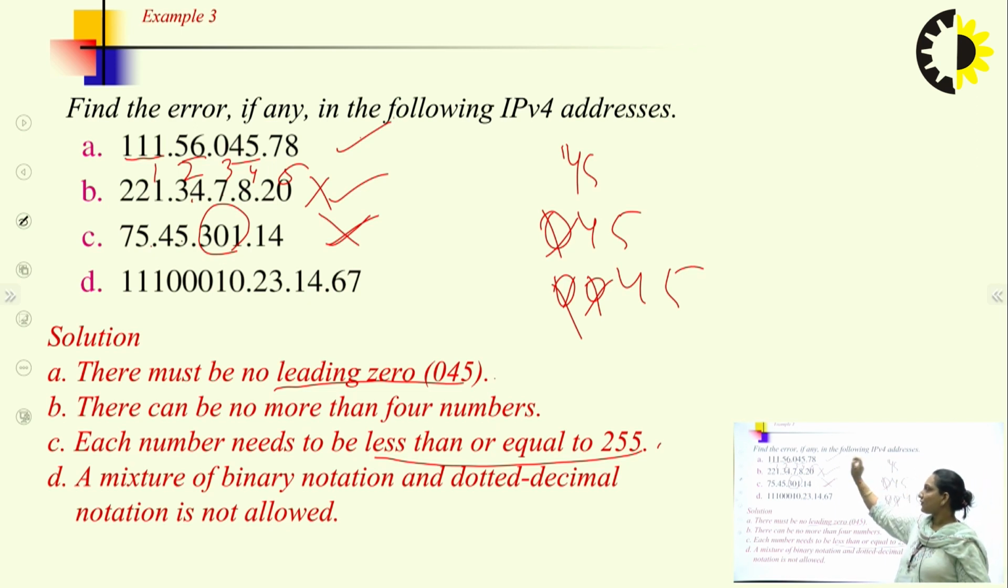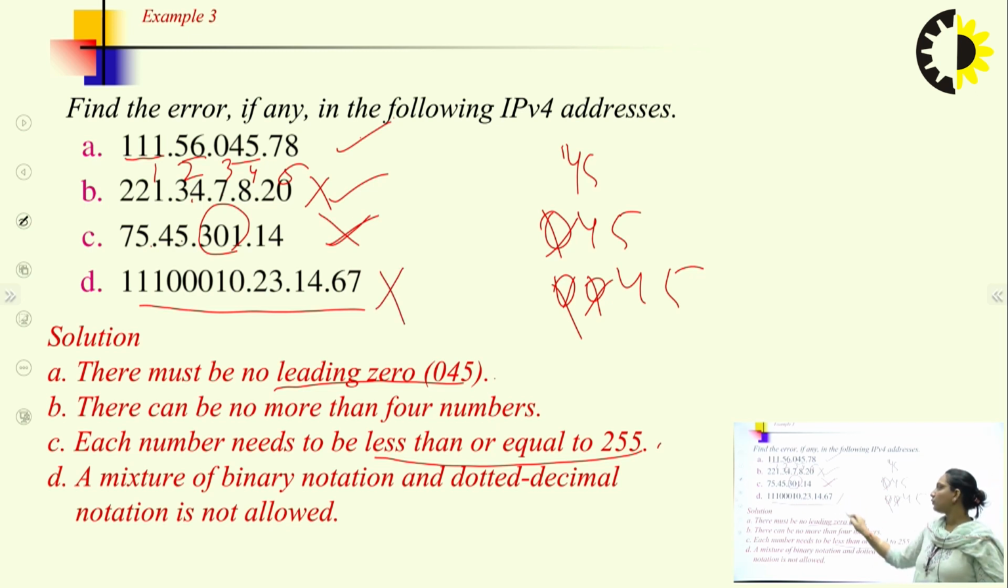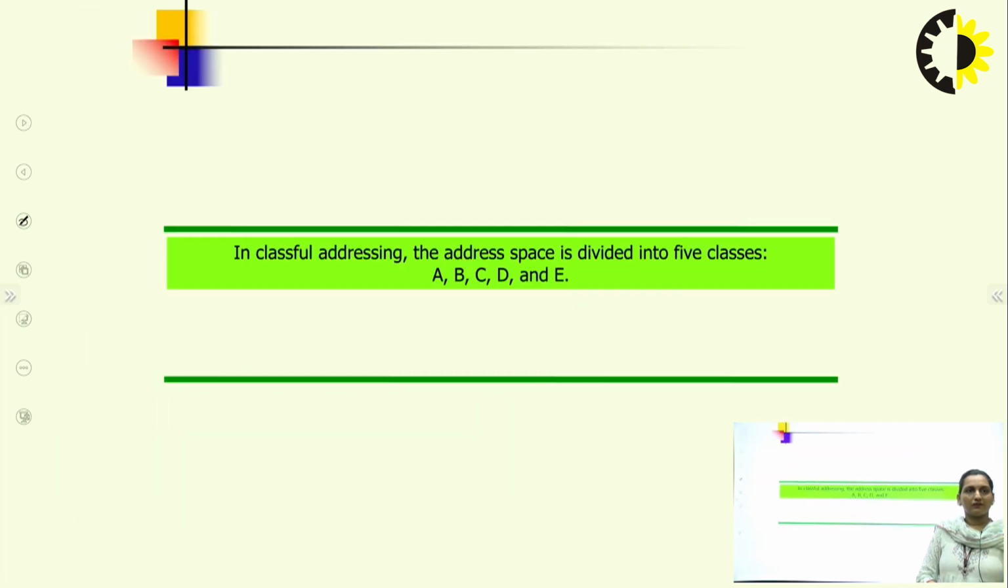Okay, this is also an IP address. In this representation, there is no mixing. If it's decimal, it has to be all decimal. If it is binary, it has to be all binary. There is no mixing of it. So mixing is not allowed.